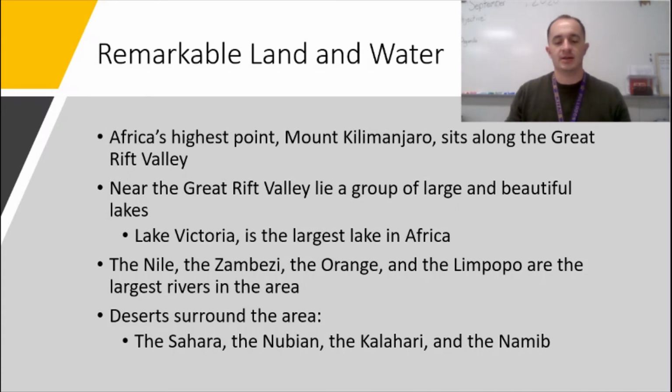We also see a number of rivers in the area. So the Nile, the Zambezi, the Orange, and the Limpopo are the largest rivers in the area. Parts of southern and eastern Africa are very dry. So deserts surround the area, and we have 4 deserts: the Sahara, the Nubian, the Kalahari, and the Namib.